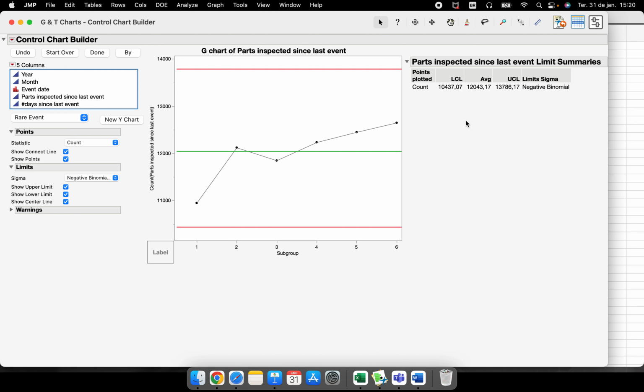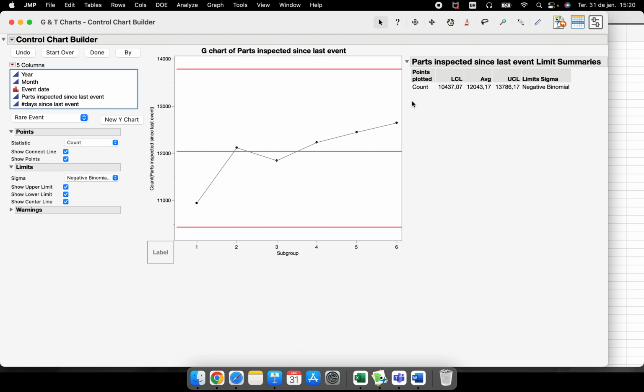So this is a very important control chart, and it's a chart that is good to have a trend, because if you have a trend, an uptrend here, it means that you are increasing the number of parts that you are producing, that you are inspecting between those events. The events are defects, are problems for you, okay?